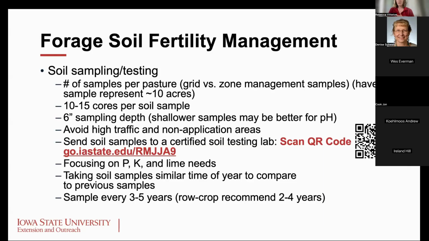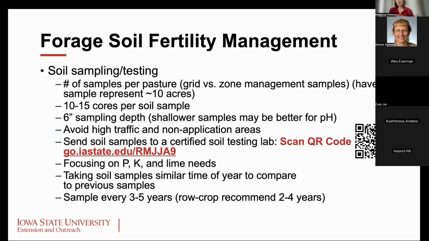We also want to think about where we're sampling. If we have a really high traffic area, maybe where we have mineral feed or a watering area, or it's a shady spot, we either want to avoid those areas or maybe sample them differently. And depending upon the terrain in our pastures, if there are areas where there's no way we're going to be able to get any type of fertilizer applied, because it's just not accessible or it's too steep, then it doesn't make sense. We don't need to sample that part of the field.